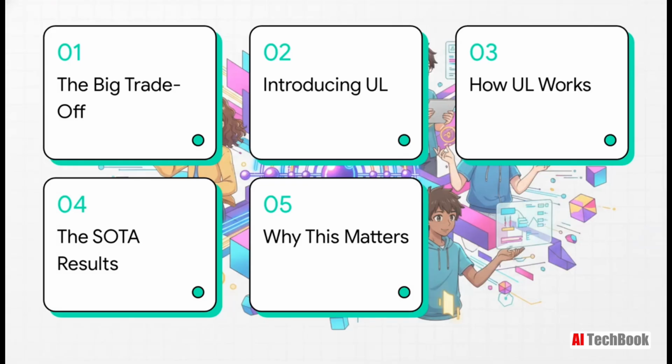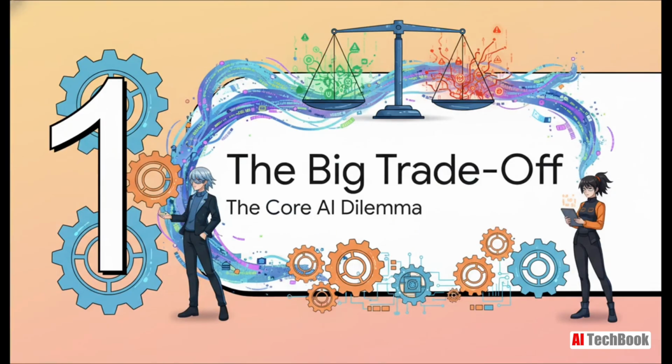So here's the plan. First, we'll get into the fundamental trade-off that's been holding AI back. Then we'll see how Unified Latents totally flips the script. We'll dive into the clever way it works, check out the absolutely state-of-the-art results it's getting, and finally, we'll talk about why this is such a big deal for the future of AI. Okay, so let's start with this big trade-off.